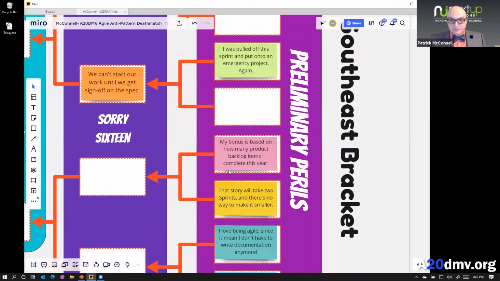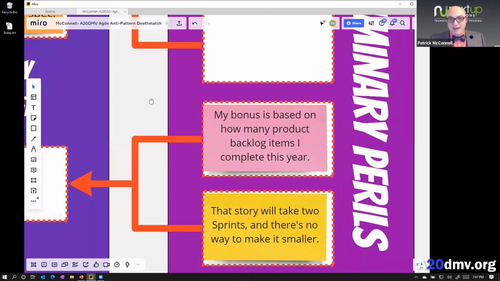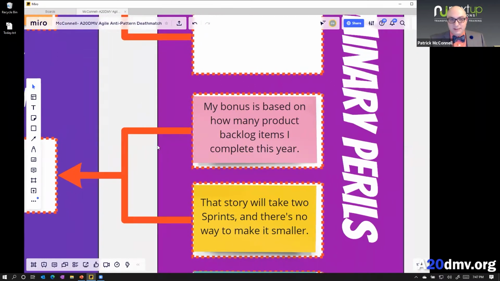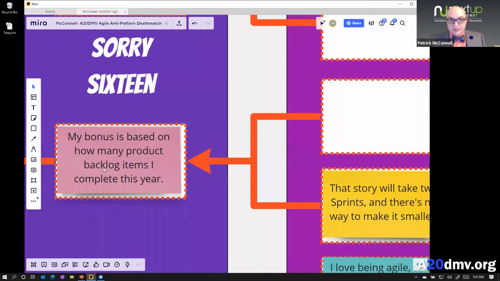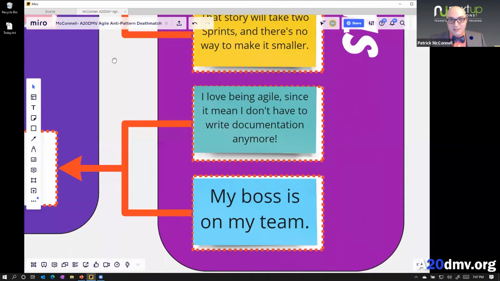Next matchup. My bonus is based on how many product backlog items I complete this year. Or that story will take 2 sprints and there's no way to make it smaller. Raise your hand for the top one. Leave it lowered for the bottom one. Pretty conclusively, people feel like the top one is worse. All right, last of our initial matchups.